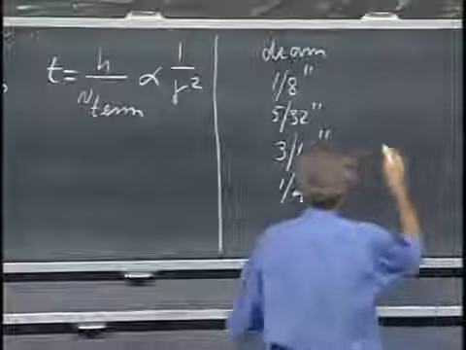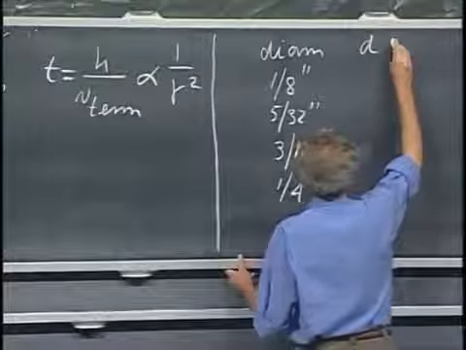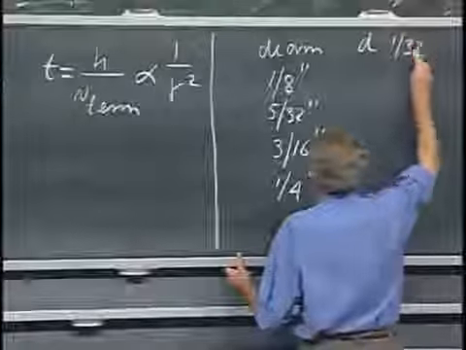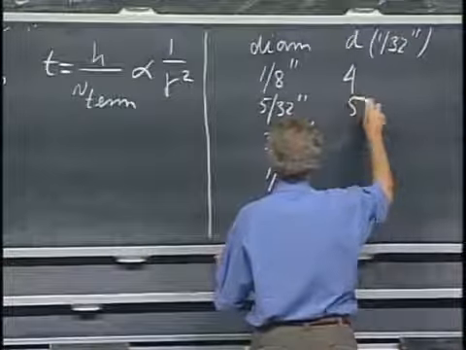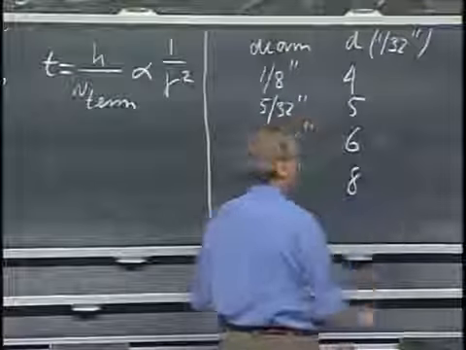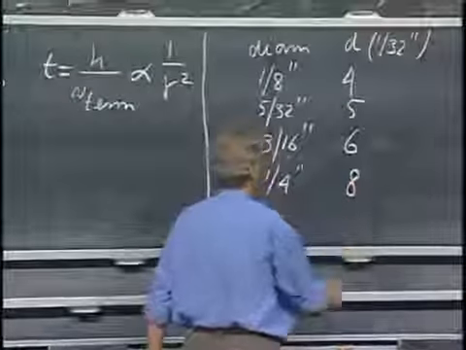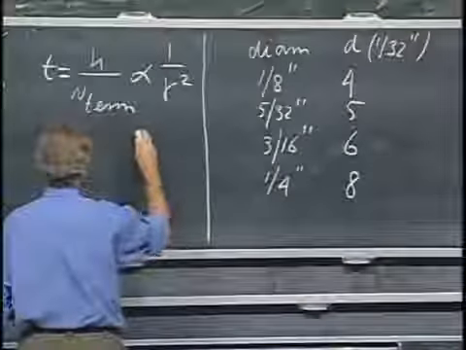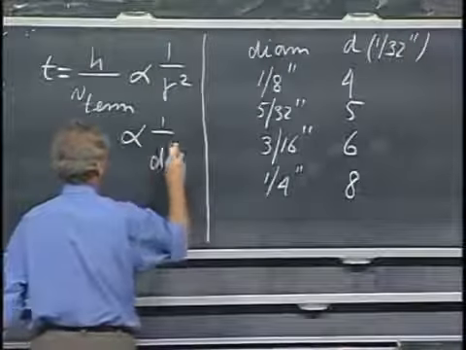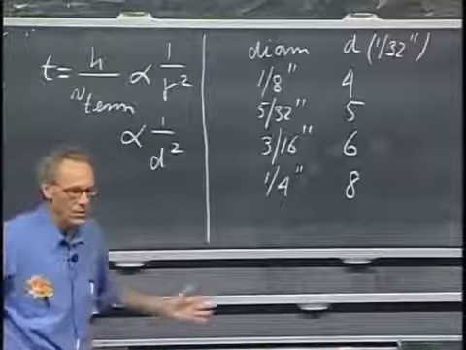If I give you here the diameter in terms of 1/32 of an inch, then this is 4, 5, 6, and 8. Easy numbers. Clearly, if the time that it takes is proportional to 1 over r squared, it will also be proportional to 1 over d squared, of course, that's the same.